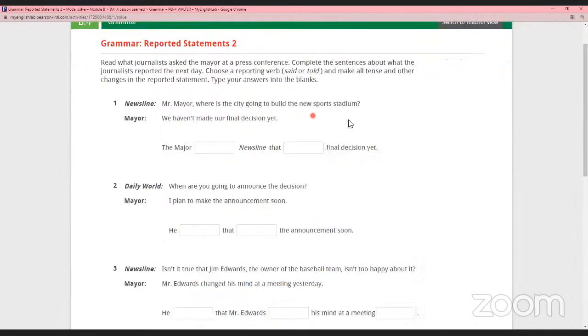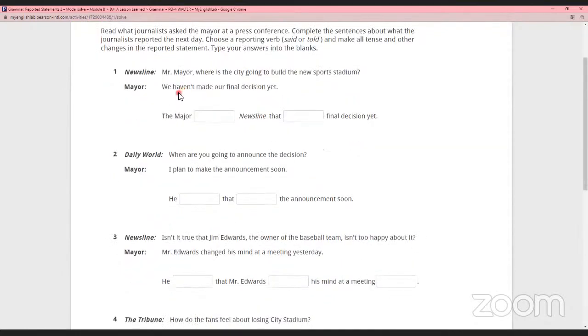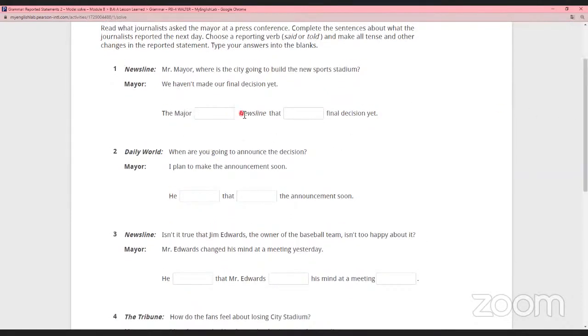Mr. Mayor, where is the city going to build the new sports stadium? We haven't made our final decision yet. The mayor... Could you please, sorry for the interruption, write the answer into the chat? Of course. As soon as you finish, for example, number 1, the mayor said that... for example, they have gone, right? As soon as you finish, you're going to read it, okay? Okay. All right, so let's do it, please. What do you think? Write into the chat. One by one or all? It's up to you, whichever is better for you. Okay.